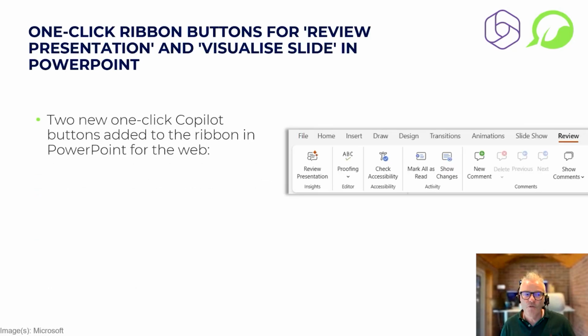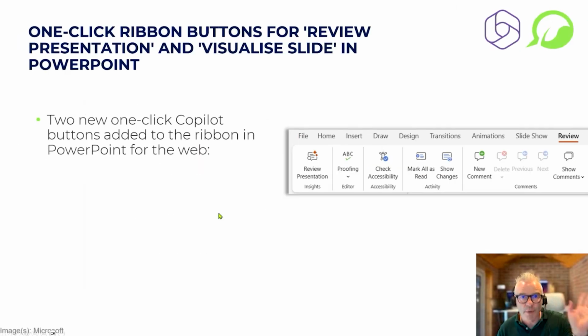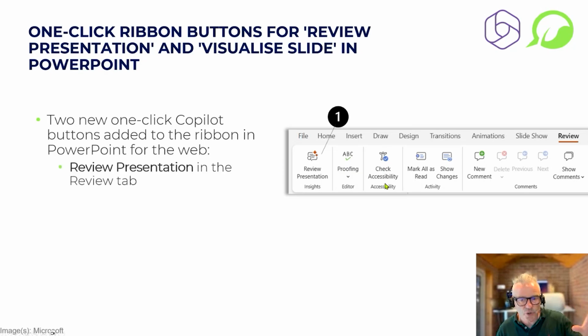One-click ribbon buttons for review presentation and visualize slide. Remember last month, maybe last month or the month before, I told you about the Copilot skill of review presentation. It'll tell you all about it and where it can be improved. That's getting its own button now. Rather than having to go into Copilot, click the little plus sign, go to skills, it's got its own button, and it's just a shortcut straight to it.